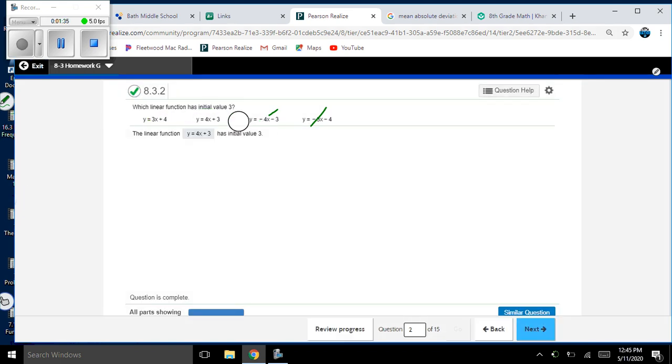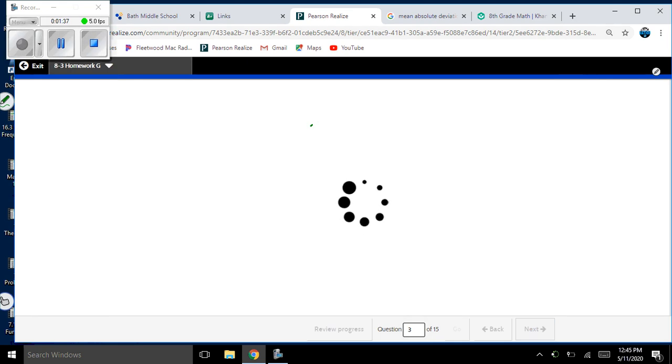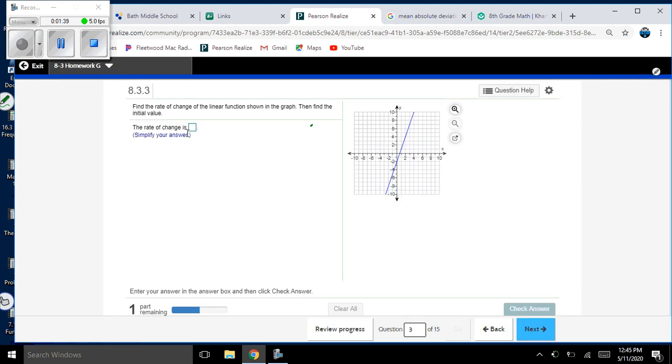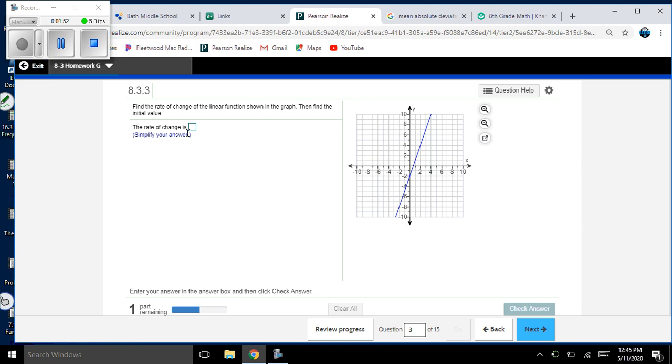All right, moving on to problem number 3. Find the rate of change of the linear function shown on the graph. So this is the second aspect of this that they're going to look at. They're going to be able to ask you, hey, find the initial value. Well, obviously the initial value in essence should be your y-intercept. So if you take a look at this point right here, it appears as though my y-intercept is negative 2. That's where x equals 0.